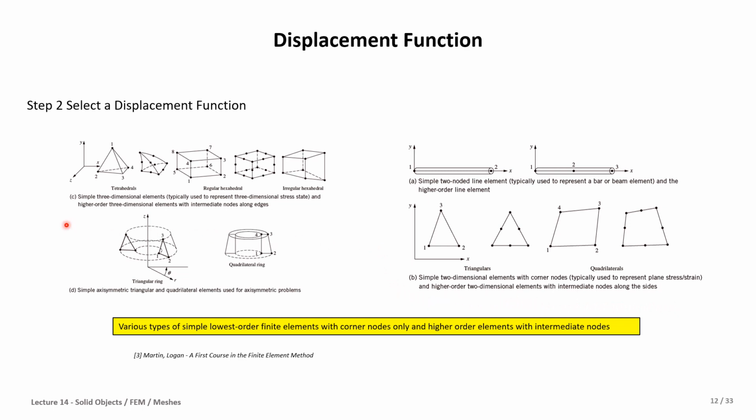Regarding 3D, as you can see here, for the 3D mesh we have different and also high order elements with intermediate nodes along edges, as we can see here. And also we have axisymmetric triangular and quadrilateral elements used for axisymmetric problems. Here are two examples of these elements. So depending on the problem and its dimension, we can apply these different elements which determine the displacement function.